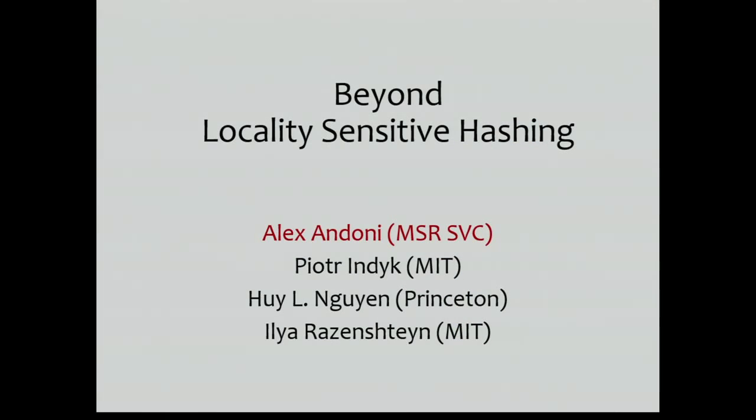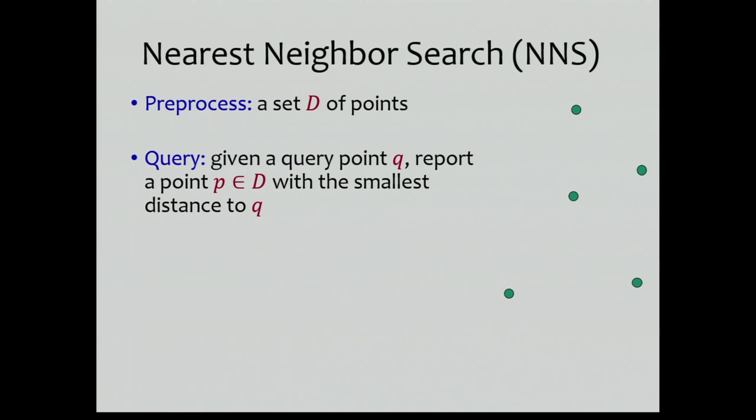Okay, so the problem I'm talking about is nearest neighbor search, which I hope many of you have seen before. It's a basic geometric question. We think about it in high-dimensional spaces. So we have a set of points D. The purpose is to build a data structure on it so that given a new query point Q, we can very quickly report the closest point P.